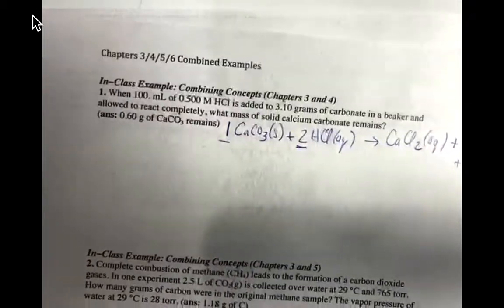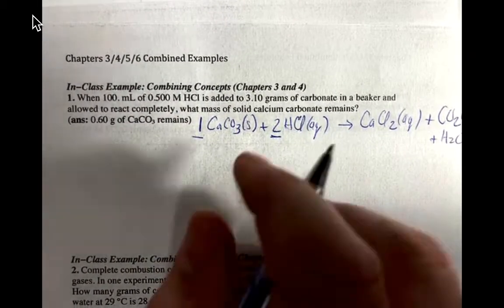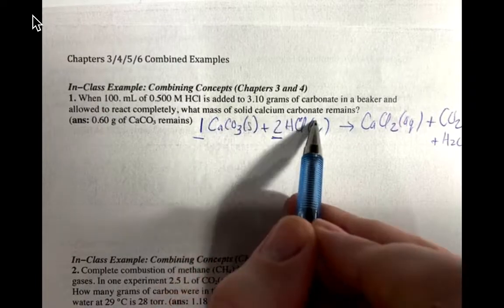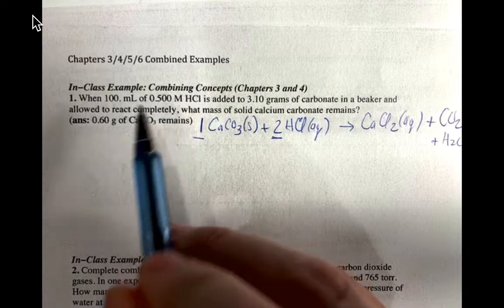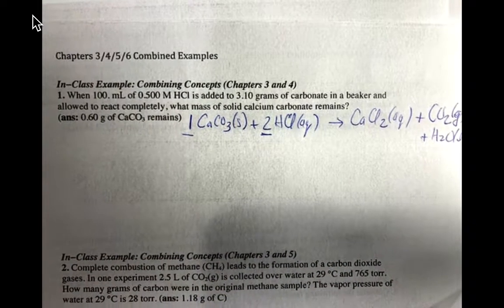All right, well, so the problem implies at least, it says what mass of solid calcium carbonate remains. That's implying at least that the HCl is going to be the limiting reagent. Let's just go for it with the calculation and see what we get.